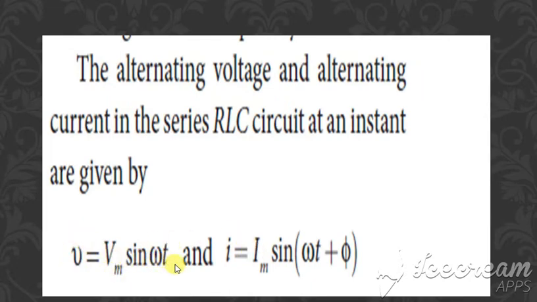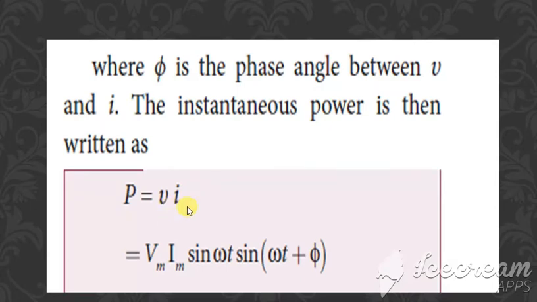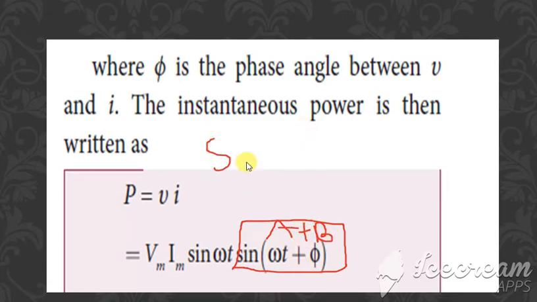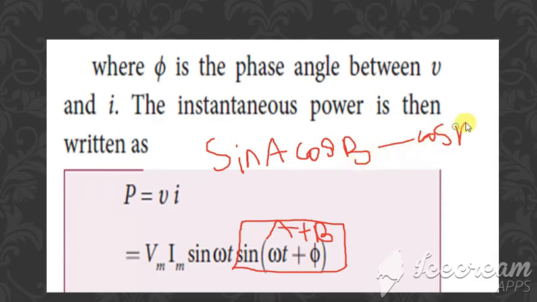Before taking the formula for power, we take the formulas for V and I. V is equal to Vm sin omega t and I is equal to Im sin (omega t plus phi). Power is given by P is equal to V into I. Now this is of the form sin (A plus B), so this can be written as sin A cos B plus cos A sin B.